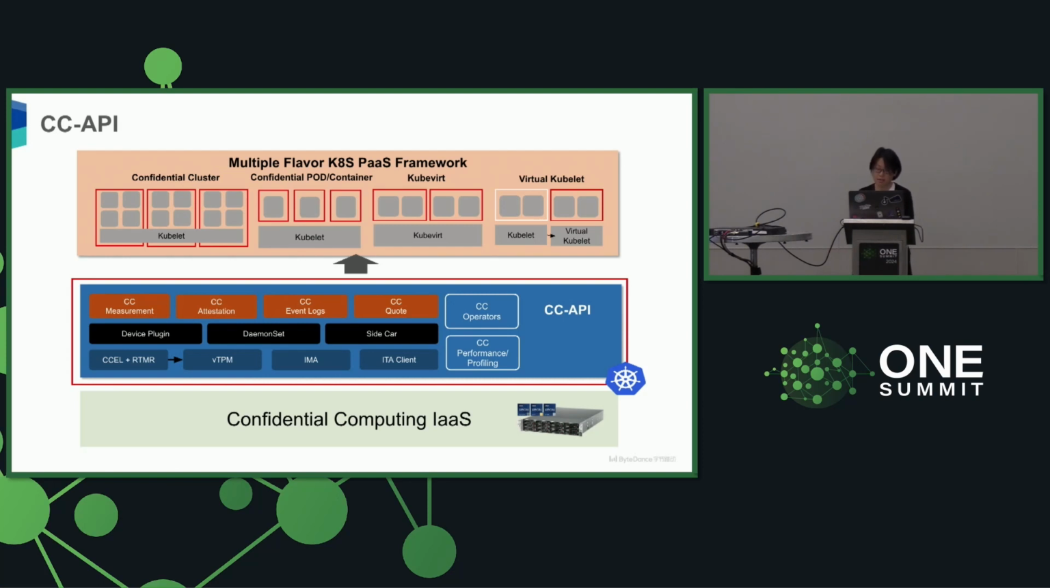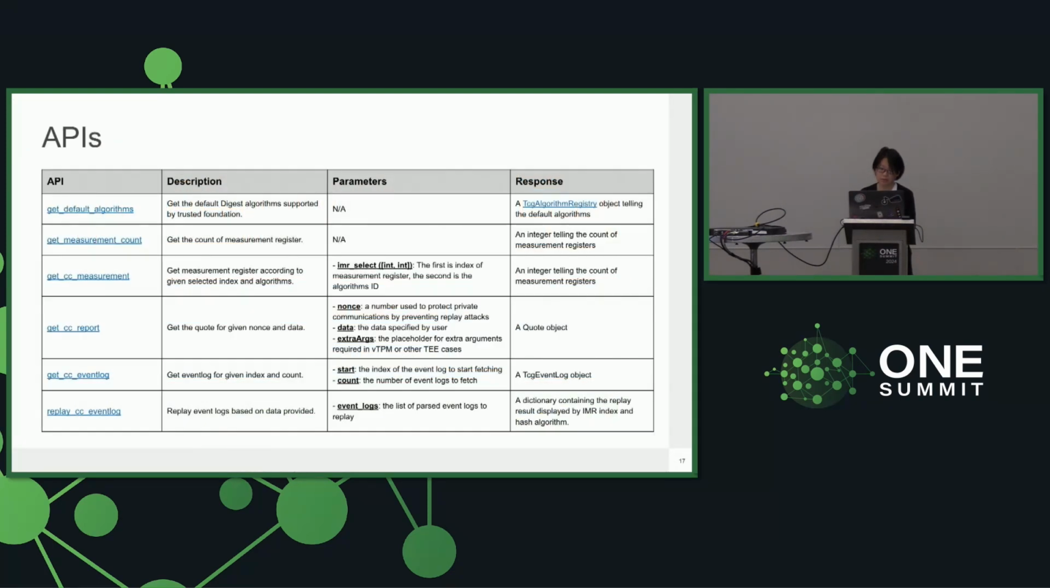And for the interfaces, we support confidential computing measurement, attestation, event log, and quote APIs. So IaaS, PaaS, and SaaS providers don't have to worry about the differences between the different frameworks and deployments, and they could use our CC API software directly, no matter what deployment you want to provide to the end customers.